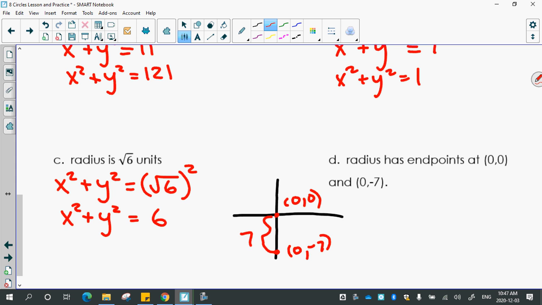So then, because the center is 0, 0, we know the left side is x squared plus y squared. And we know the right side is going to be 7 squared. We figured out the radius. So the equation is going to be x squared plus y squared equals 49.